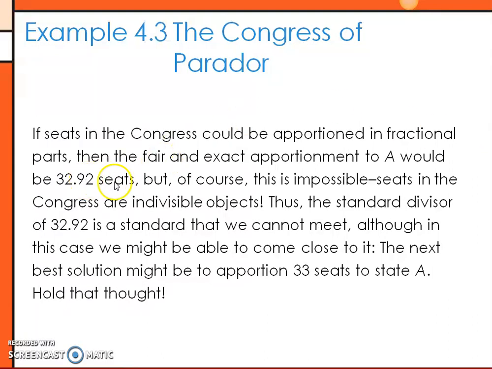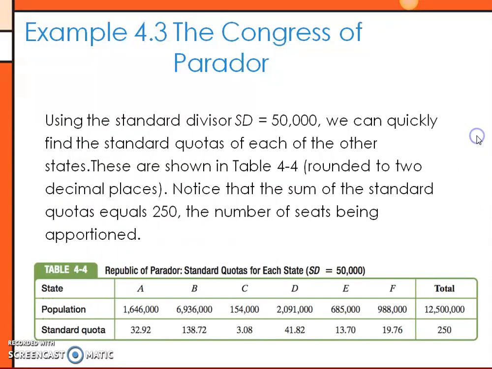So obviously you can't get 32.92 seats. So should they get 32 or should they get 33? That's the thing we'll figure out in 4.2, how to do that fairly. But to begin with, in this one, all you want is the standard divisor and the standard quota. So just getting you ready for 4.2.